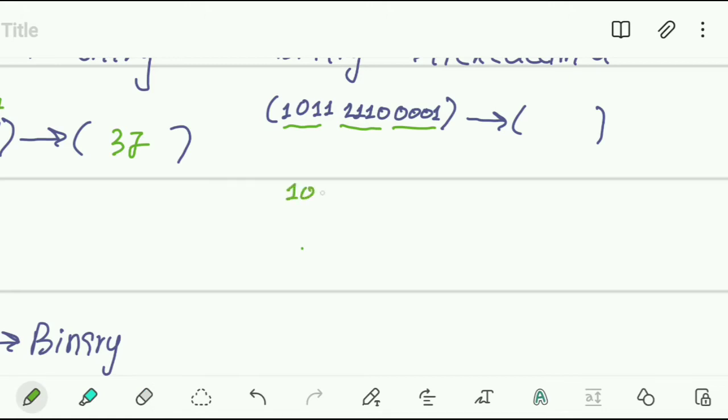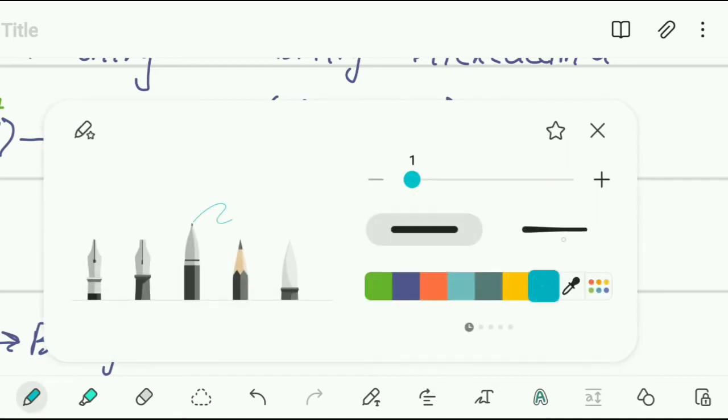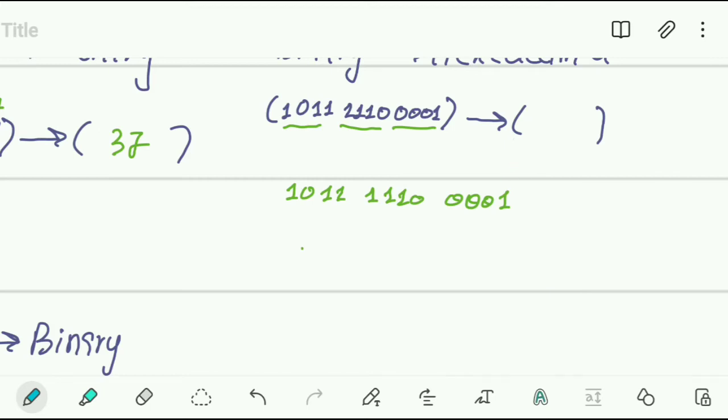So separate all these nibbles, and then what we're going to do is the same binary way: 1 2 4 8, 1 2 4 8, 1 2 4 8. So this is 1. Okay, this is 2 plus 4 plus 8, which is going to be 14, and I cannot write 14 in characters. 10 is A, B, C, D, E, so it's going to be E.